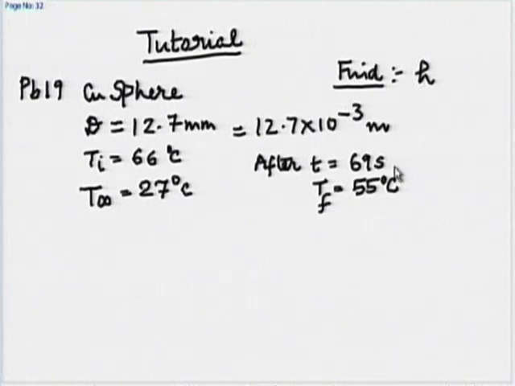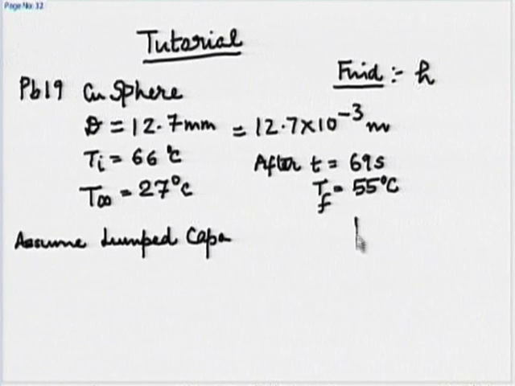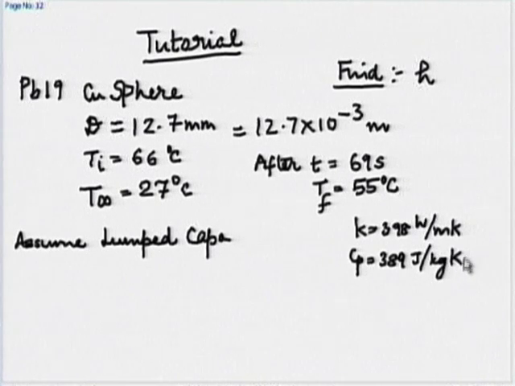Assume and then justify that the sphere behaves as a space wise isothermal object, that is space wise isothermal means lumped, that means it is not going to vary the temperature in terms of space, and calculate the heat transfer coefficient. The material properties given are k equal to 398 watt per meter Kelvin, Cp equal to 389 joule per kg Kelvin, rho equal to 8933 kg per meter cube. The moment you see copper, by and large you can expect to be lumped, but not always.